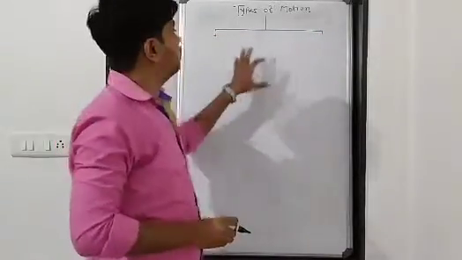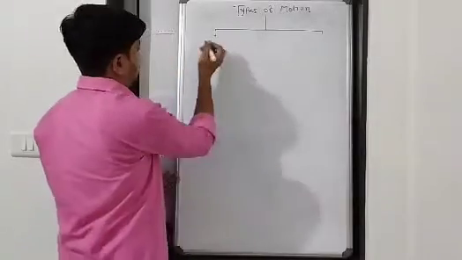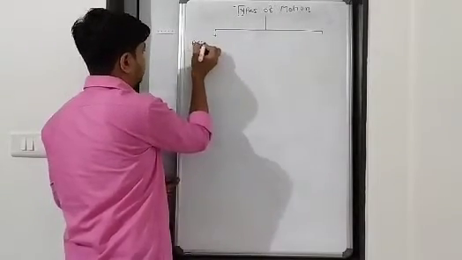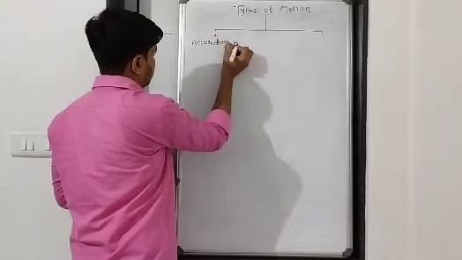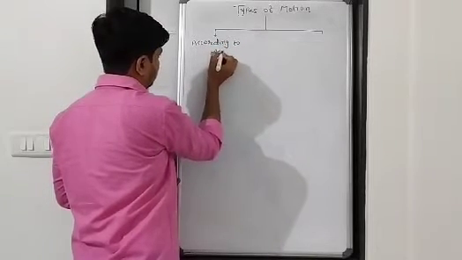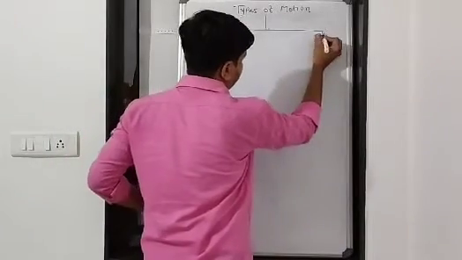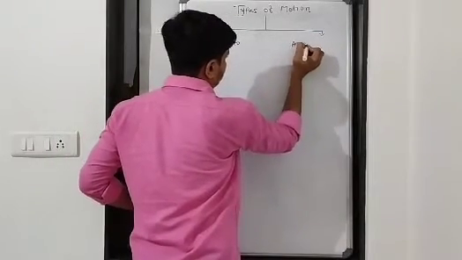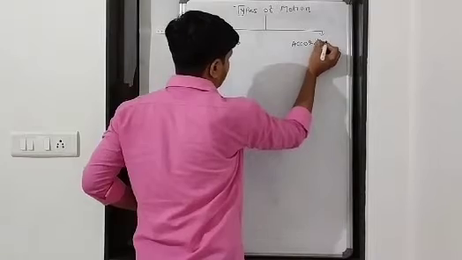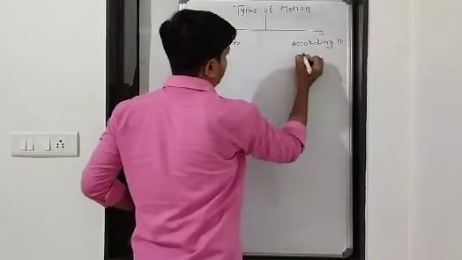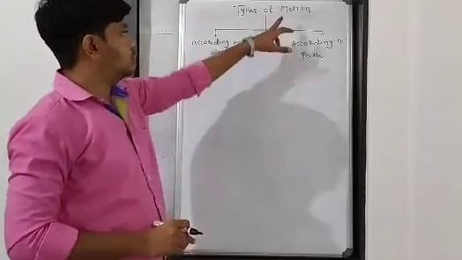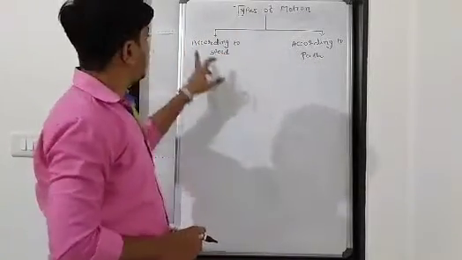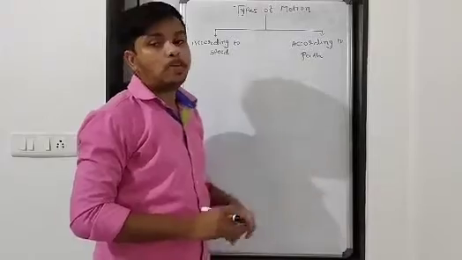I am showing you three of the types of motion. Okay. The first one, according to speed. And the second one, according to path. So, generally, types of motion can be divided according to speed and according to path.